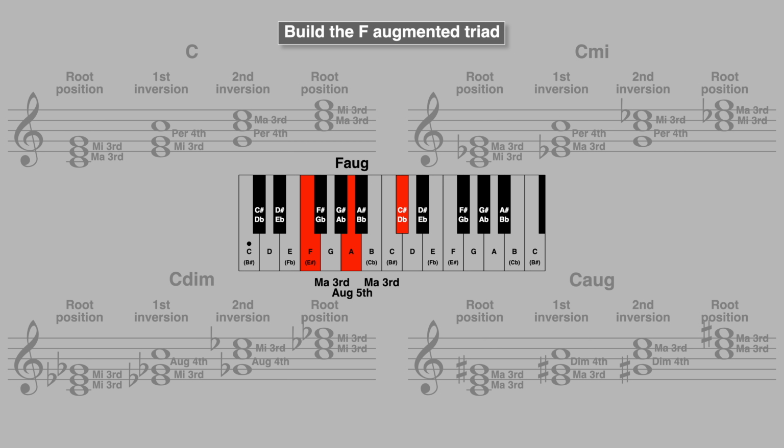The number of half steps from the root up to the third is 4, and the number of half steps from the third up to the fifth is 4. This creates an augmented fifth interval from the root up to the fifth of the chord.